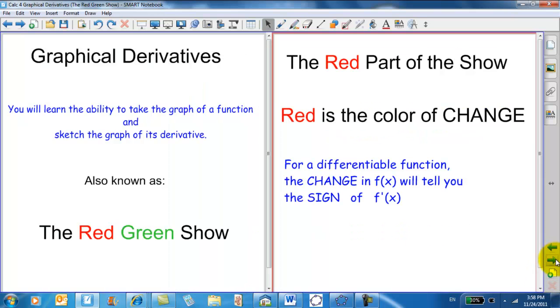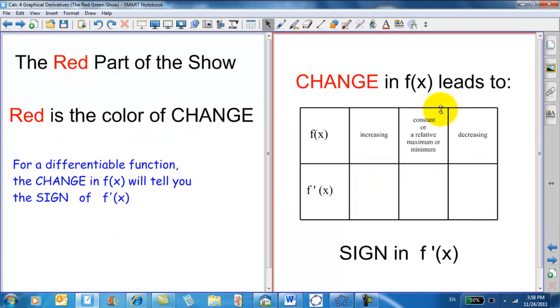Now, the red part of the show is for change. Red is the color of change, like revolution and sacrifice. And for a differentiable function, the change in f of x will tell you the sign of f prime of x, the sign of the derivative. So change in f of x.